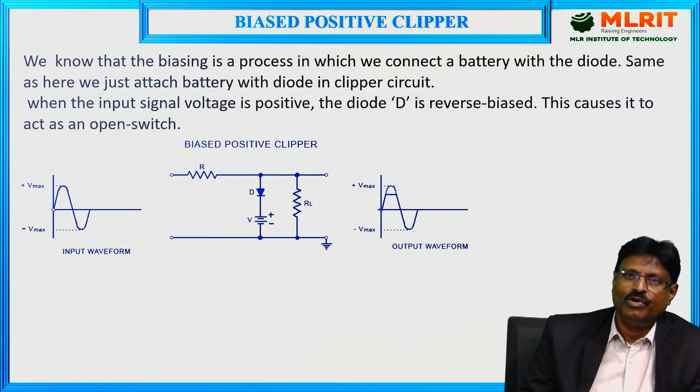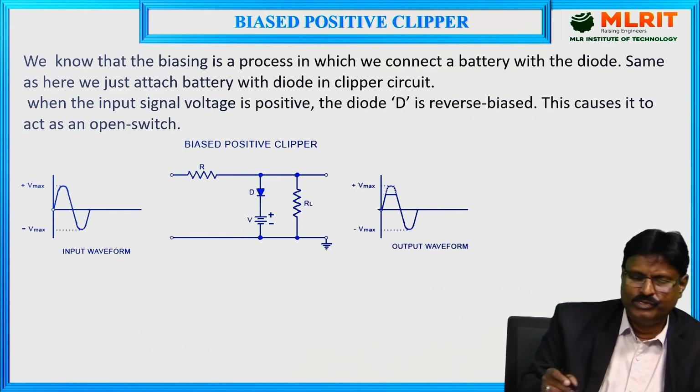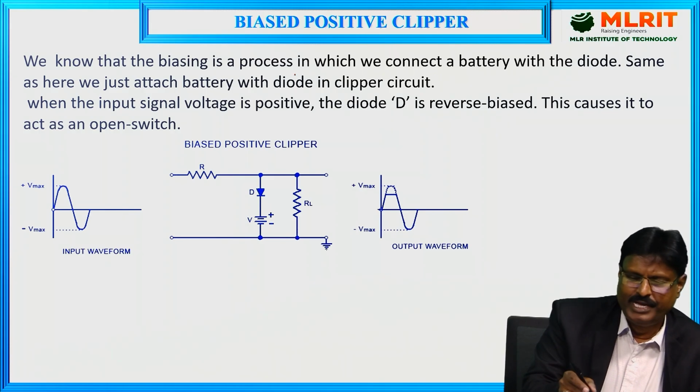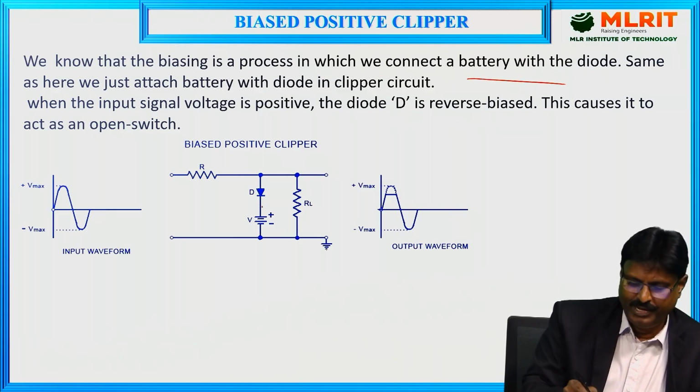Suppose you want to clip 2 volts, we need to go for a 2 volt battery. That will be seen if you go inside the circuit here. Biasing is a process in which we connect a battery with the diode. The same thing is happening as you can see here.